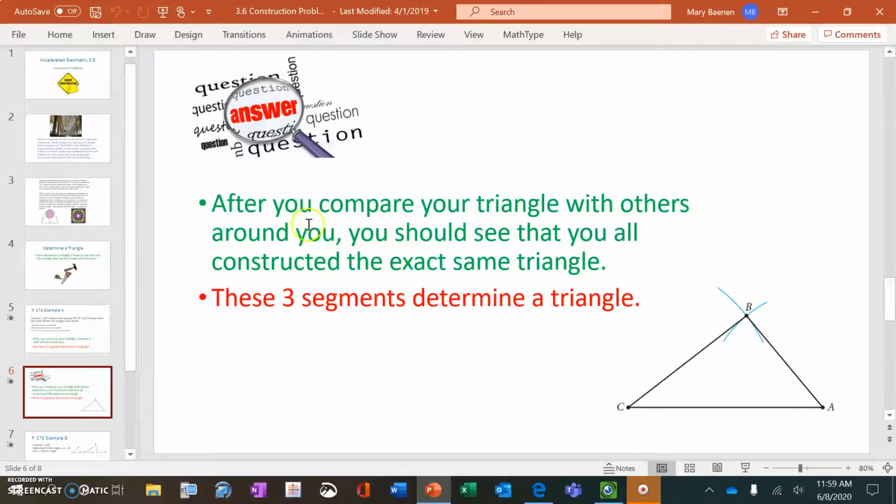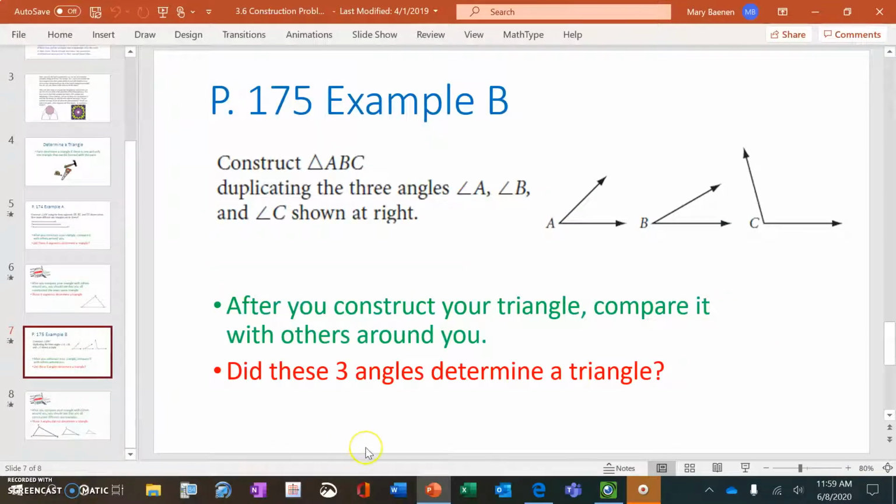So that's what it says here. After you compare your triangles with others around you, you should see that all constructed the same exact triangle. These 3 segments determine a triangle. Then there is an example B. In example B, they say, now we're going to give you not 3 sides, but 3 angles. And we want you to take those 3 angles, and create triangles from them.